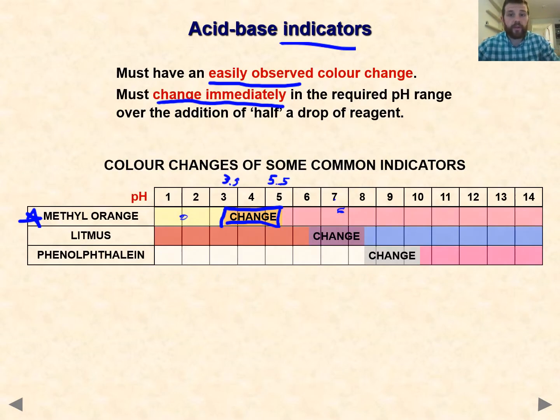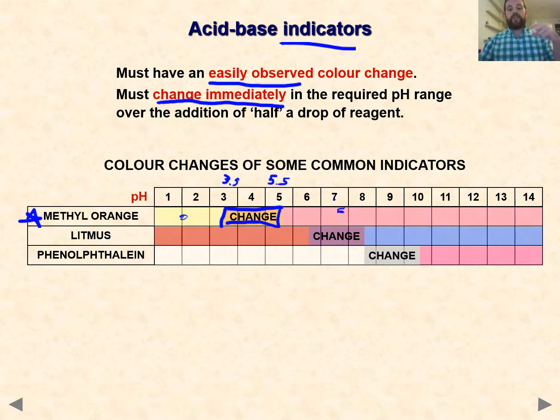So we remember good indicators are going to have an easily observed color change, and they must change immediately in the pH range that we're looking for. So for example, if we're looking at methyl orange here, we are going to try to pick a titration that's going to change in that color. So it's going to go in this pH range, somewhere from 3.5 to 5.5. So this would go from this yellow-orange color over here to this purple color. Very clear color difference. And that's what we're looking for.